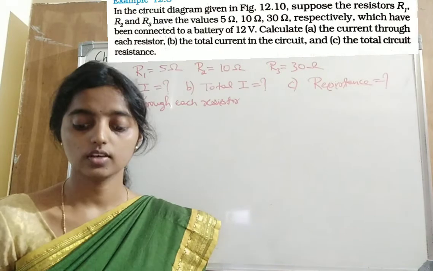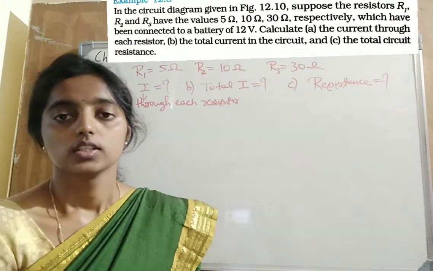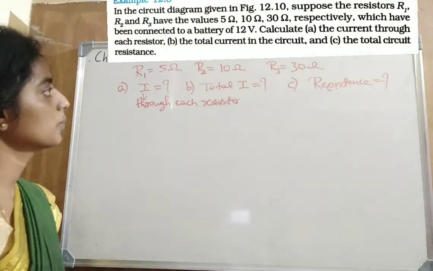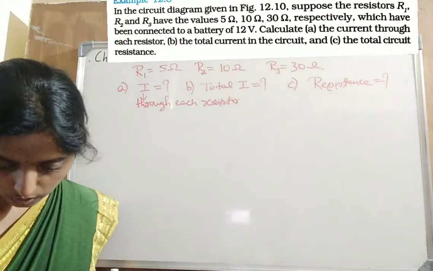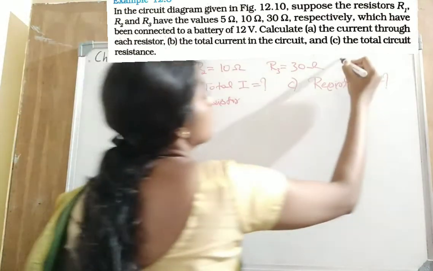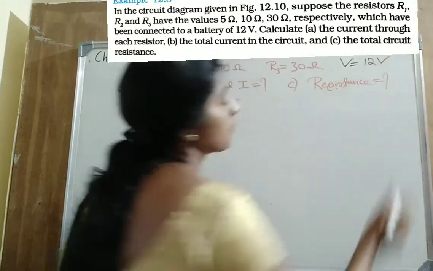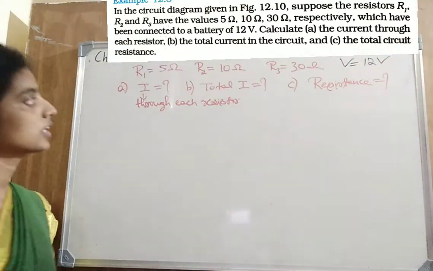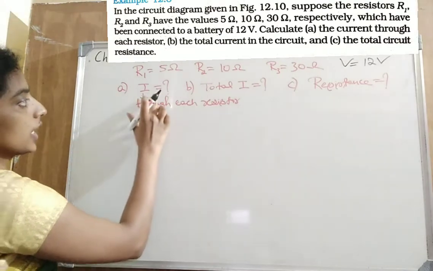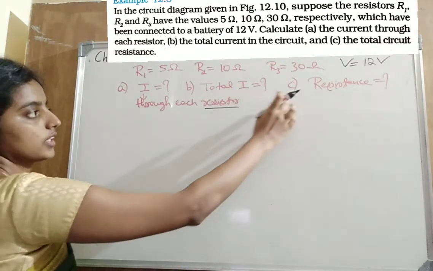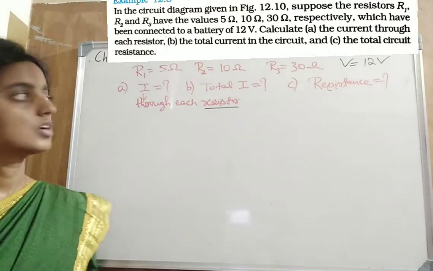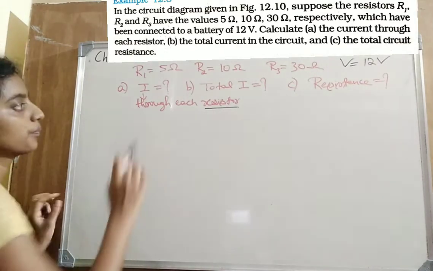one is the total resistance. See, in this diagram they have given three resistor values and they have given the voltage, that is 12 volt, and they are asking us to find, first, the current through each resistor, and the second one is the total current, and the third one is the resistance. So now let us solve the first one.